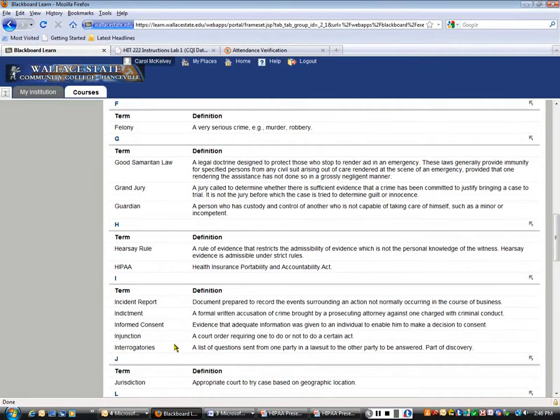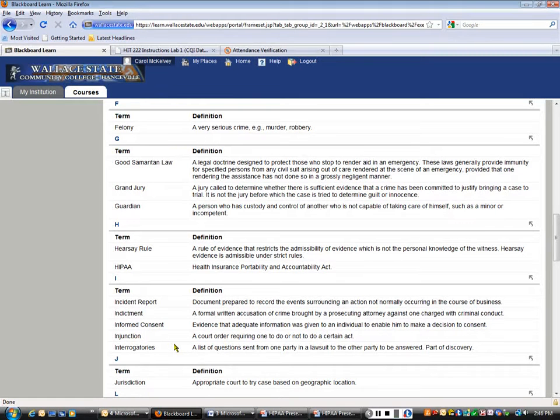Interrogatories are a list of questions sent from one party in a lawsuit to the other party to be answered. This is part of discovery, and one attorney will send to the other attorney a list of questions. For example, let's say the plaintiff's attorney sends to the defendant a list of questions that need to be answered. It's signed under oath that these answers are true. And so it's just a list of questions.